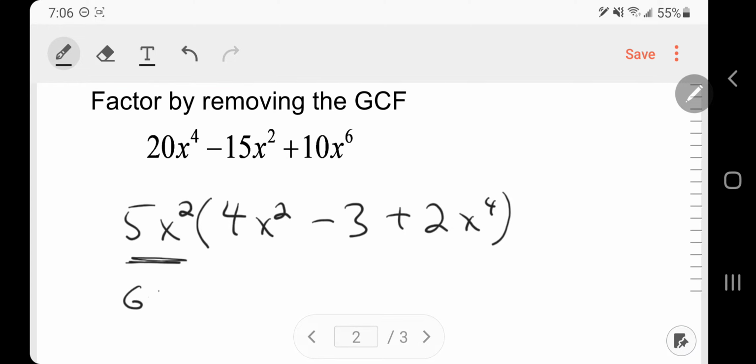Again, GCF, your greatest common factor, is on the outside, and everything that was left over when we divided is on the inside. Now you'll notice if you have the right answer, you shouldn't have any common factors left inside the parentheses.